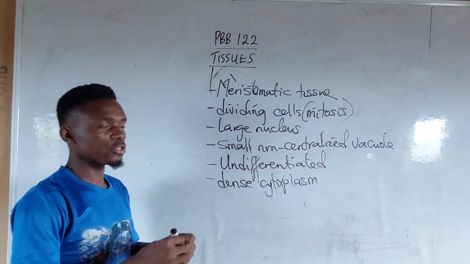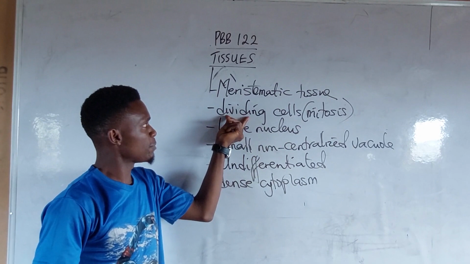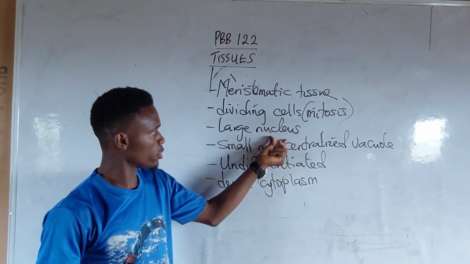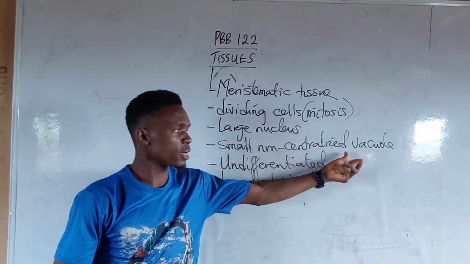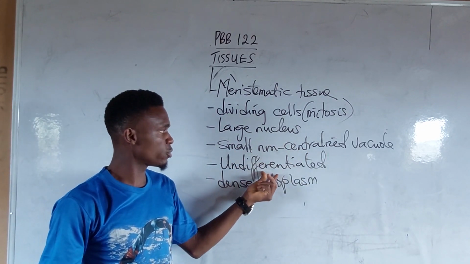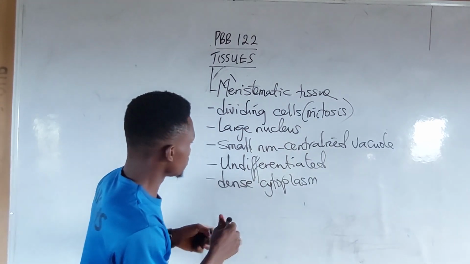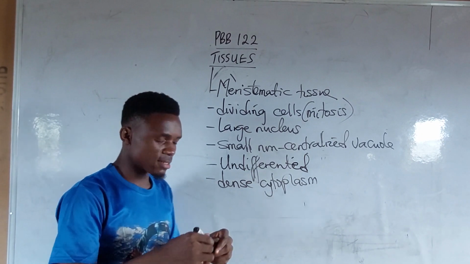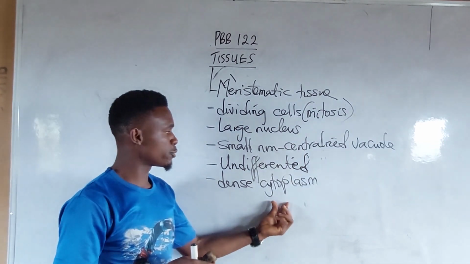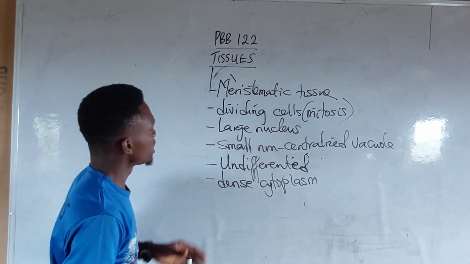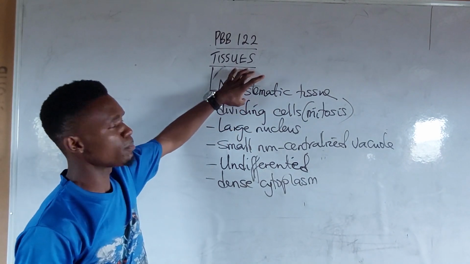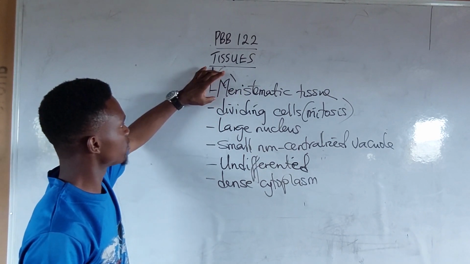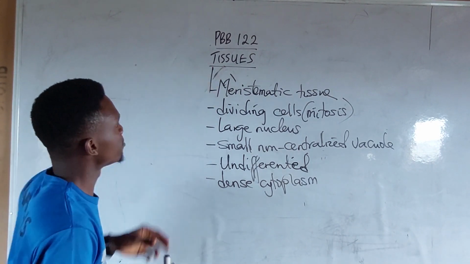So these are the features of what? Meristematic tissue. They are made up of dividing cells that undergo mitosis. They have a large nucleus. They have a small non-centralized vacuole. They have undifferentiated cells. And again, they have dense cytoplasm. The cytoplasm they possess is very dense. Now, these are the features of meristematic tissue.